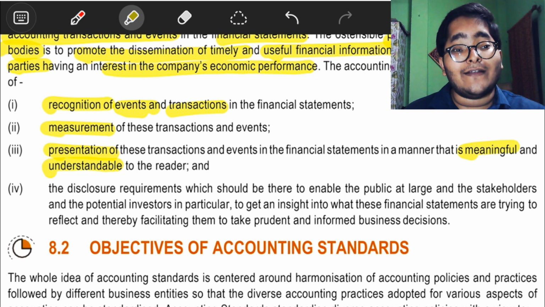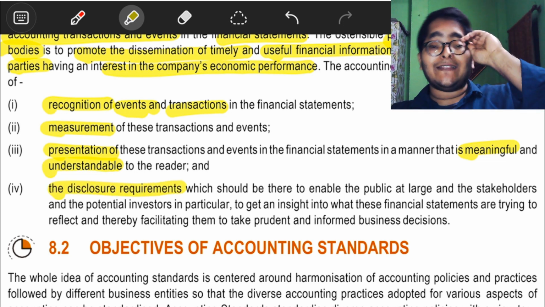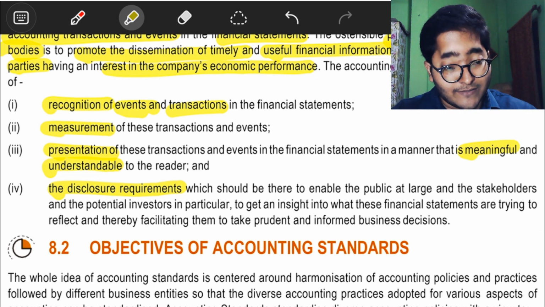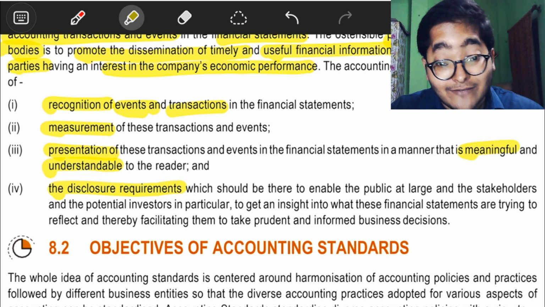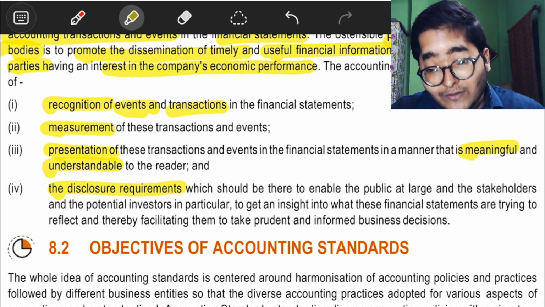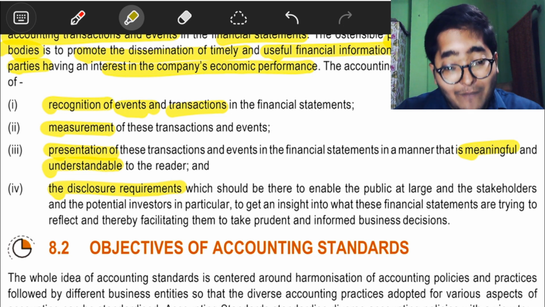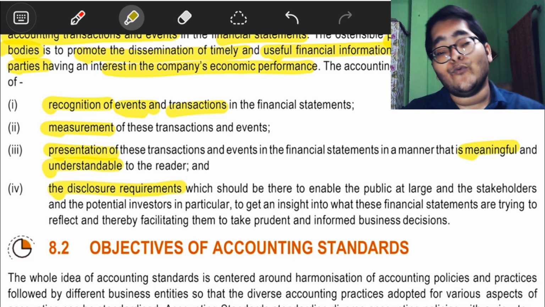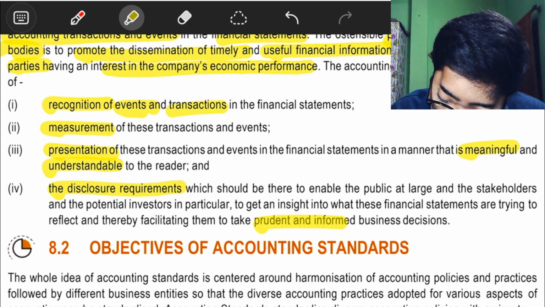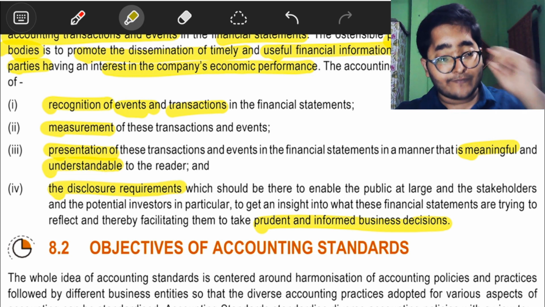An accounting standard is also responsible for the disclosure requirements which should be there to enable the public at large and the stakeholders and the potential investors in particular to get an insight into what the financial statements are trying to reflect, and thereby facilitating them to take prudent and informed business decisions. So this is the final purpose, to take prudent and informed business decisions.